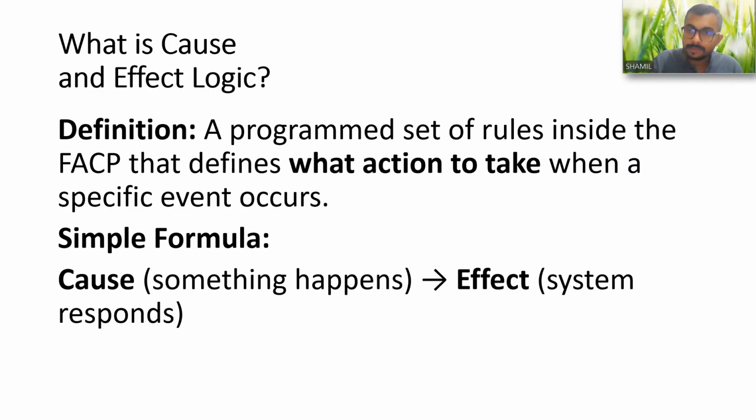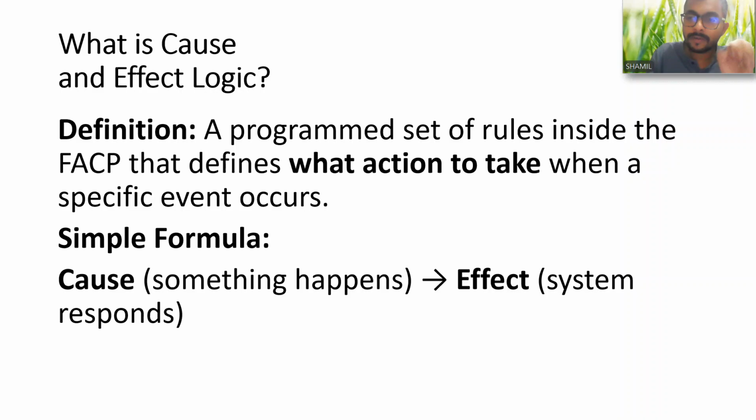In a fire alarm system, a cause and effect matrix is a programmed set of rules inside the FACP that defines what action needs to be taken when a specific event occurs. That is the purpose behind a cause and effect matrix. If this particular action takes place, then this particular effect has to occur. The cause is something that happens to the system or to the building, and the effect is how the system will respond. That is the cause and effect logic.